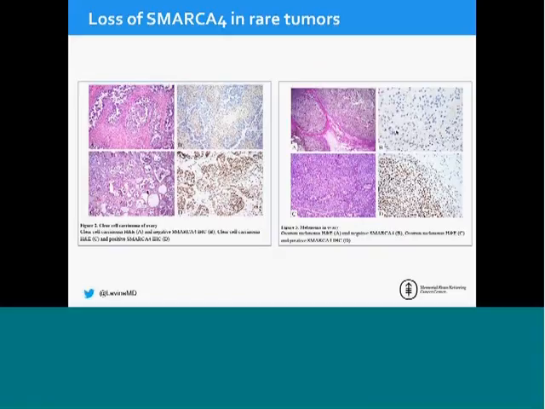Here is actually the clear cell carcinoma of the ovary. The top panel here is the tumor that lost expression of SMARCA4, and this is just another clear cell cancer where it was retained, and this is the melanoma. And so while it does lose expression, it's very uncommon, even though we see it in these rare examples.